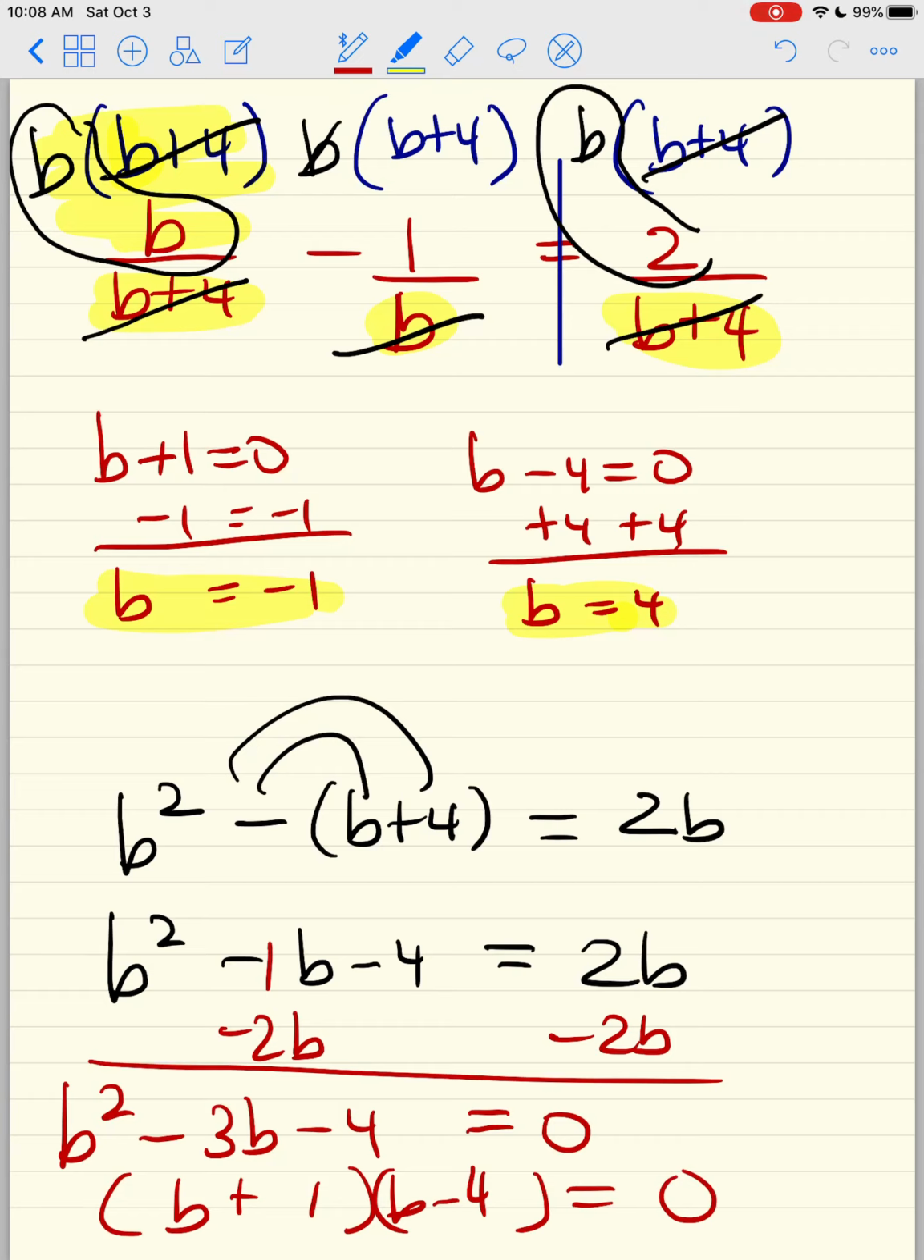When you plug in a negative 1 into this, again, you get a 3, so that's fine. A negative 1, that's fine. And you get a 3, so that's fine. Therefore, you don't have to reject either answer, and your solution is both of these answers. So stay with me for one more example, okay?